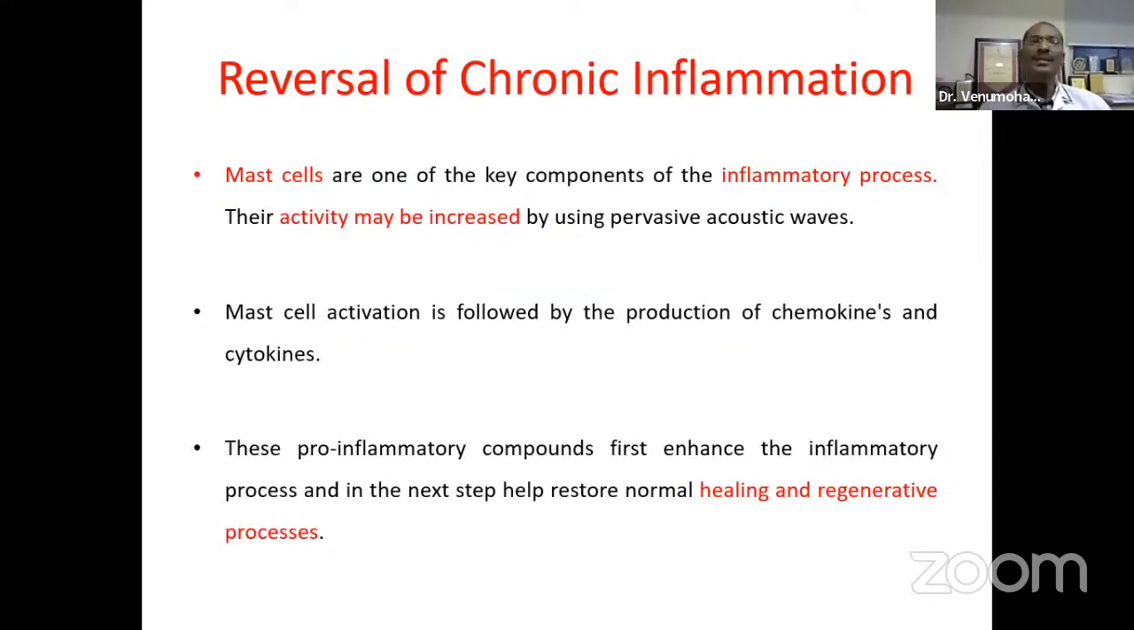Now, one of the other effects is reversal of the chronic inflammation. We know that mast cells are the key components of the inflammatory process. With the application of acoustic waves, their activity is increased. That means the inflammation is increased. And followed by any inflammation, there is healing and regeneration.